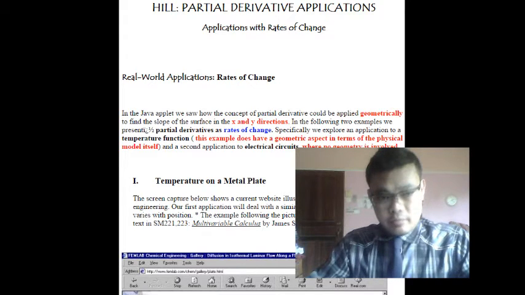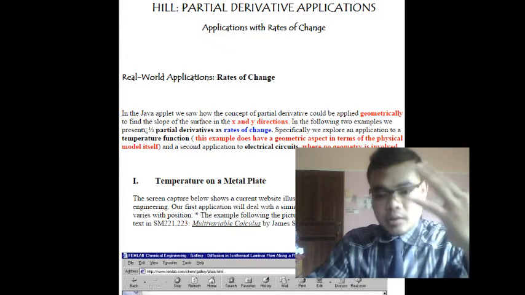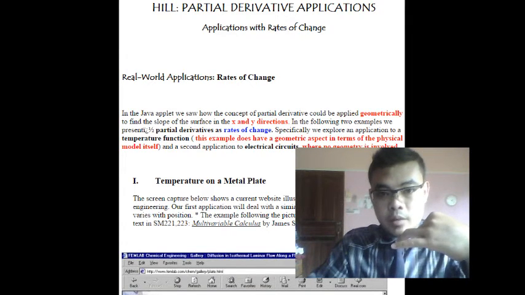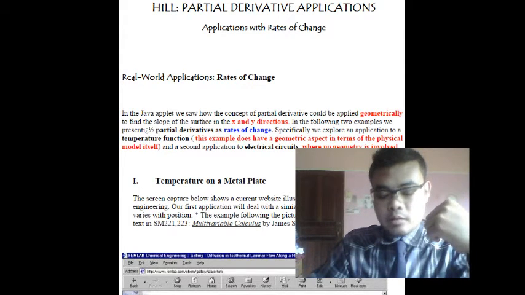Partial derivatives have three types: first order partial derivative, second order partial derivative, and the mixed derivative for the last one.